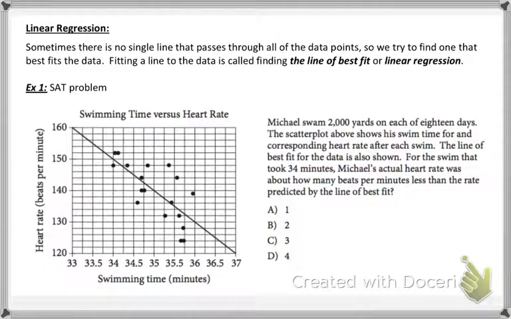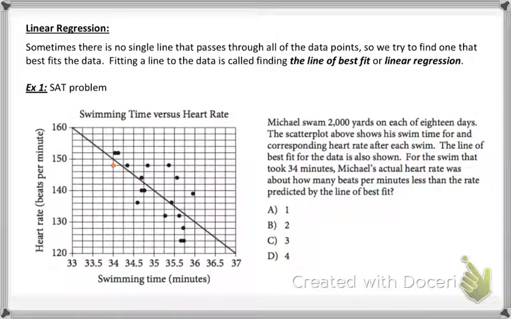The line of best fit for the data is also drawn, and we want to determine that for the swim that took 34 minutes, Michael's actual heart rate was about how many beats per minute less than the heart rate that is predicted by the line of best fit. So the points represent the actual data, and you can see that the swim that took him 34 minutes long is right here. That's that data point.